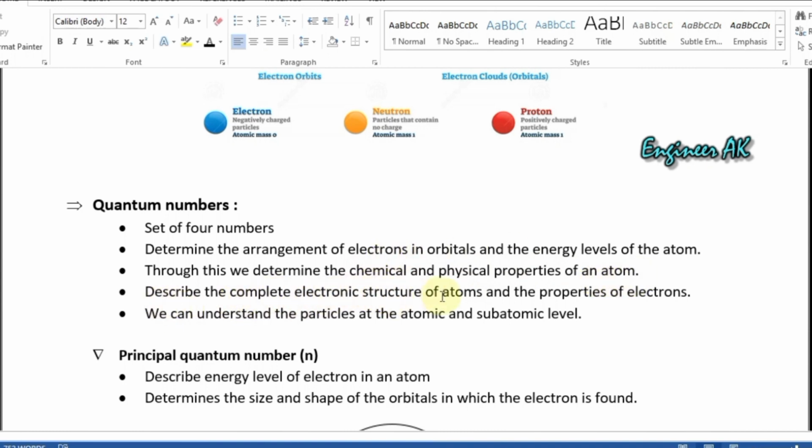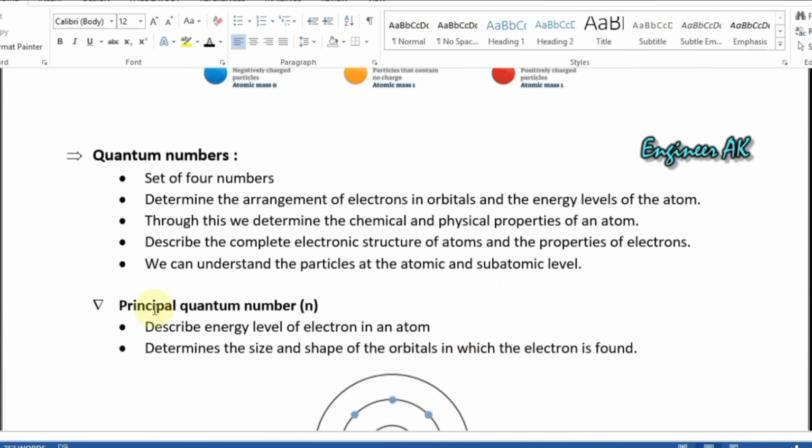They describe the complete electronic structure of an atom and the properties of electrons, like in which orbital it exists, in which energy level it exists, and all those things. We can understand the particle at the atomic and subatomic level. In a nutshell, the quantum numbers give the complete picture of the atom, both at macro and micro level, meaning at atomic or subatomic level, right?